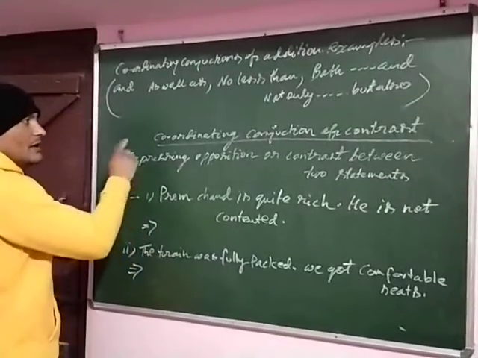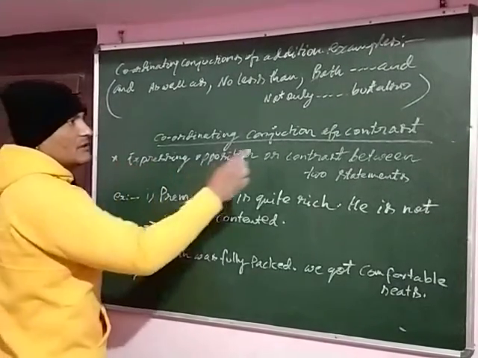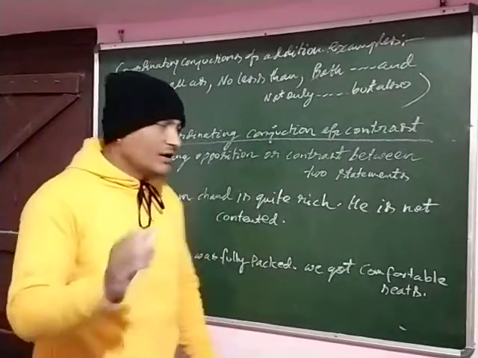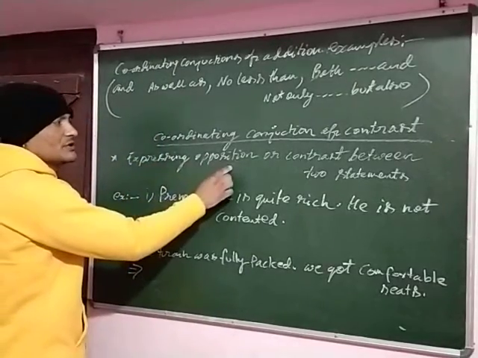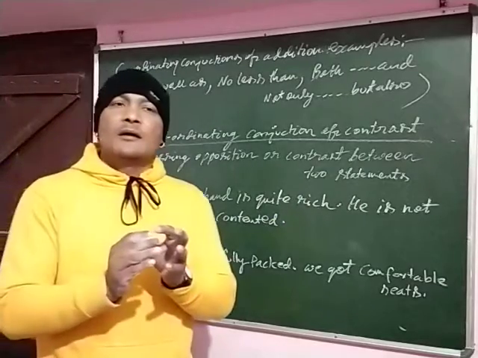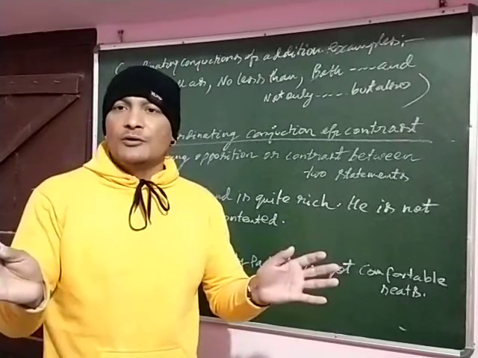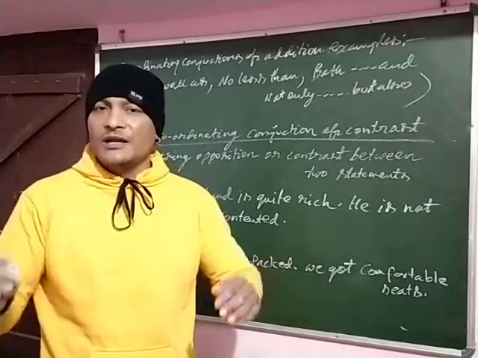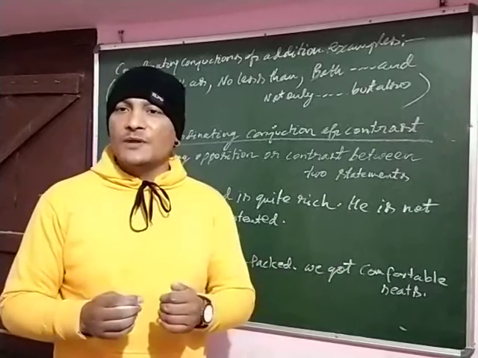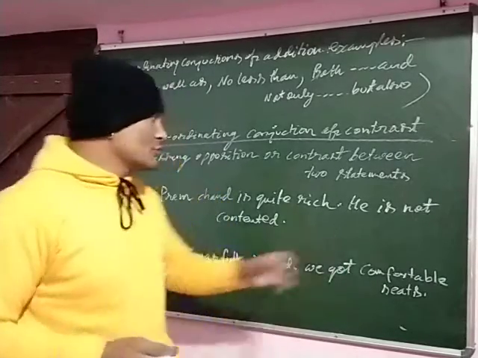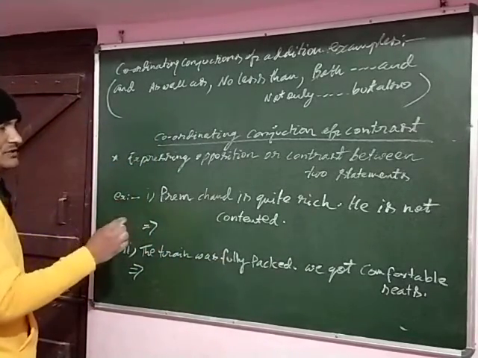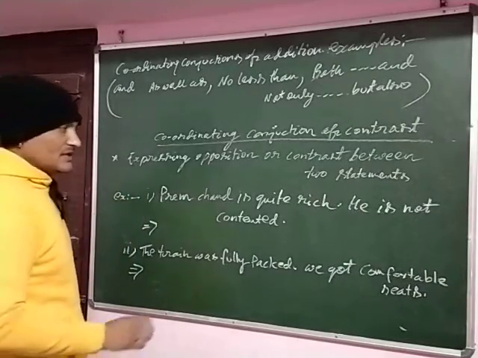Now, second, coordinating conjunctions of contrast. First, let me make you understand what contrast is. Contrast means expressing opposition or contrast between two statements. The ideas in the two statements are different. It expresses different ideas. Both are not related to the same idea. So here are some examples.